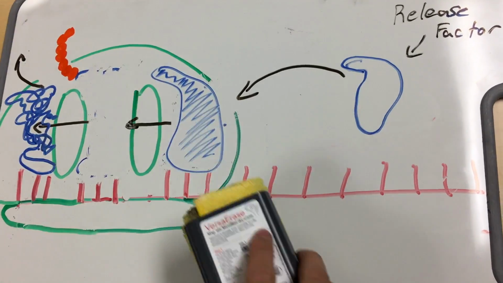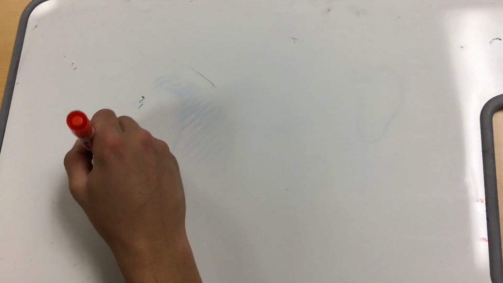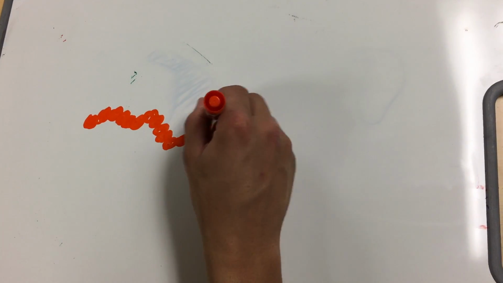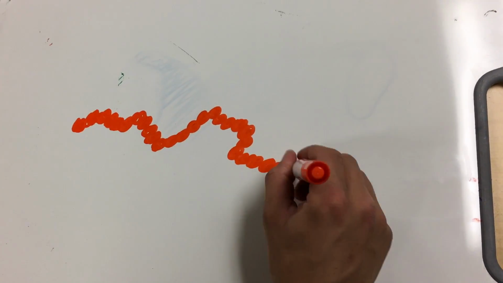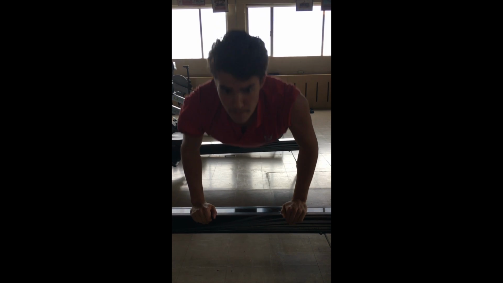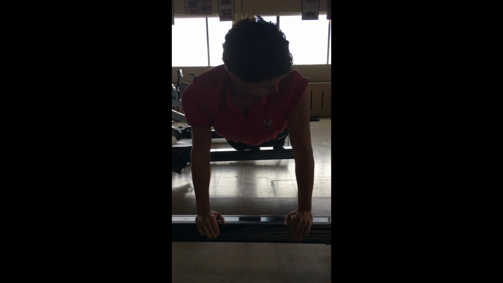Once the release factor enters the ribosome, the polypeptide chain is released and the ribosome and the tRNA dissociate. After dissociation, the polypeptide may need to be modified. These modifications occur in the rough endoplasmic reticulum. Protein synthesis.